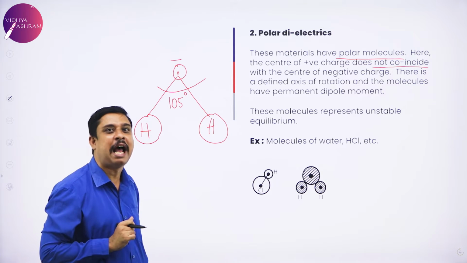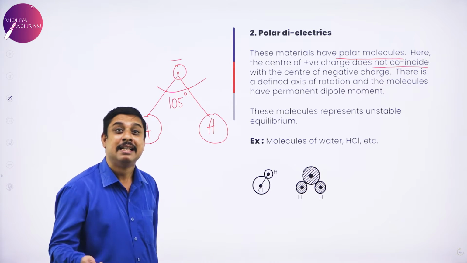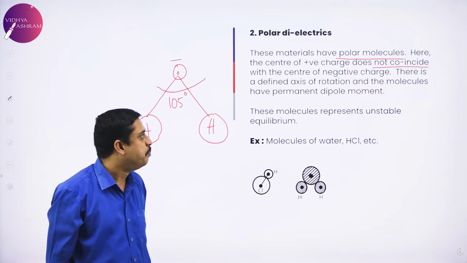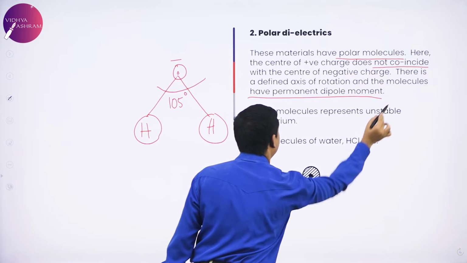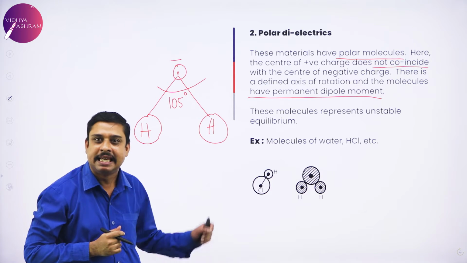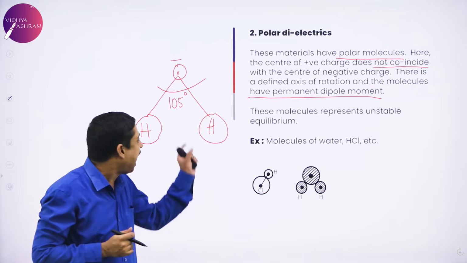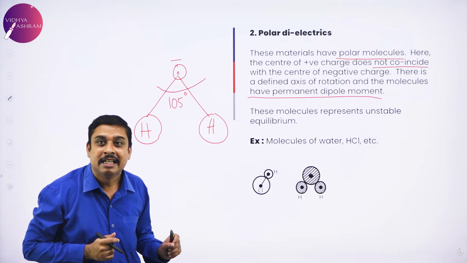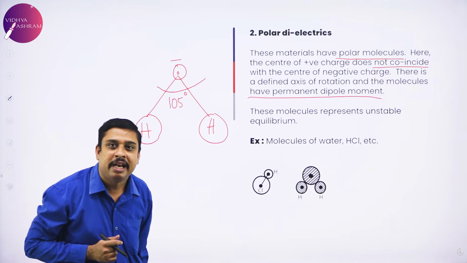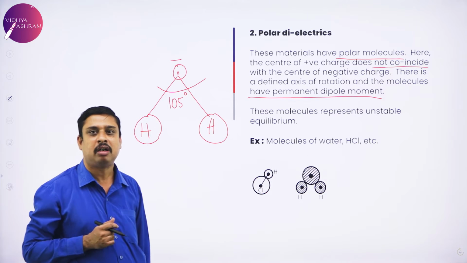What happens because of that? There is no coincidence of center of mass. There is a defined axis of rotation, and because of this, the molecules have permanent dipole moment. Here, the center of mass doesn't coincide. They have a defined bond angle. They have permanent axis of rotation. Hence, they have permanent dipole moment. Molecules of water, HCl, etc.